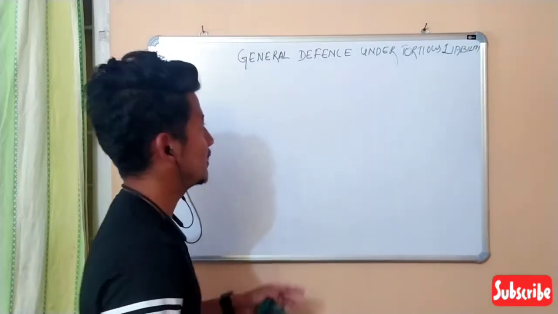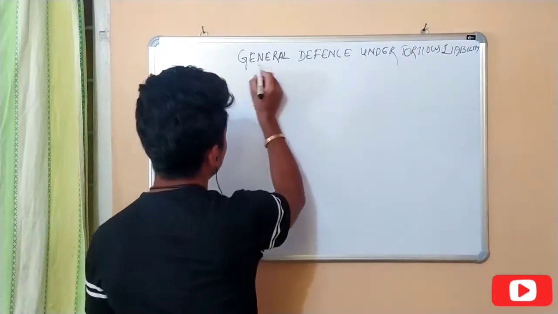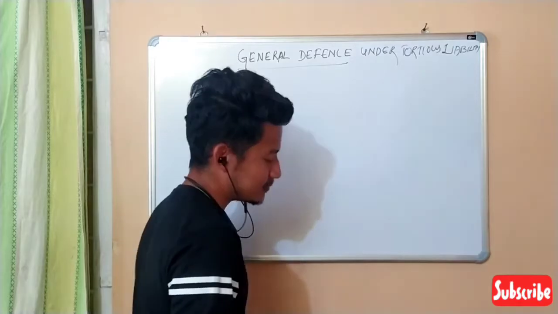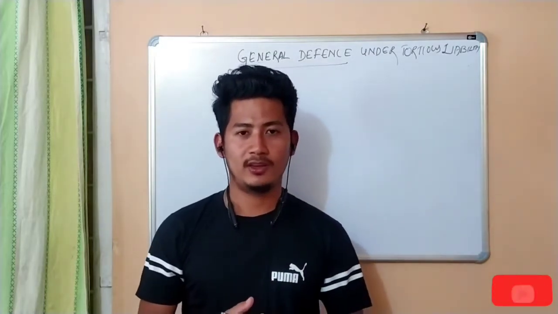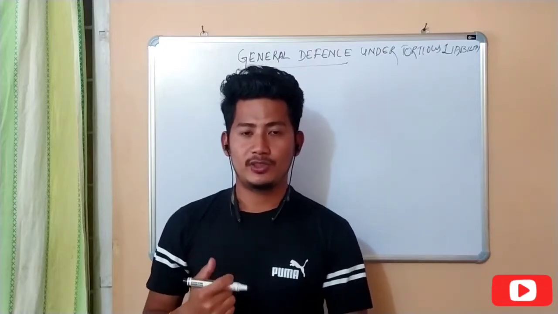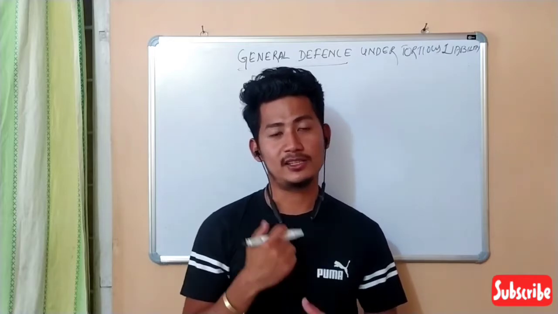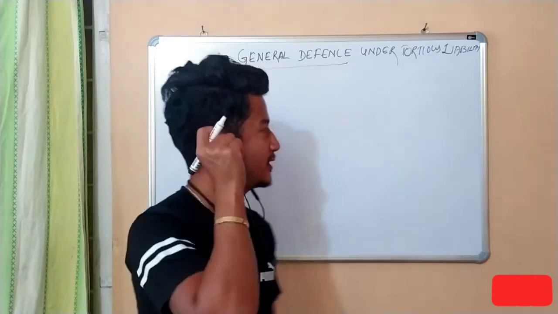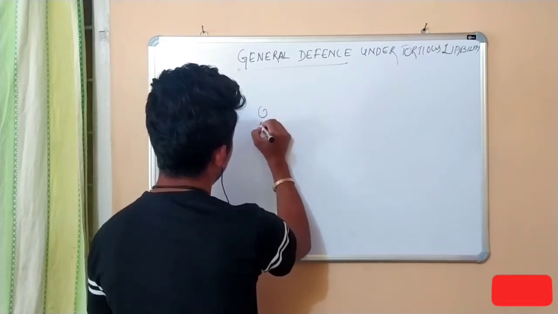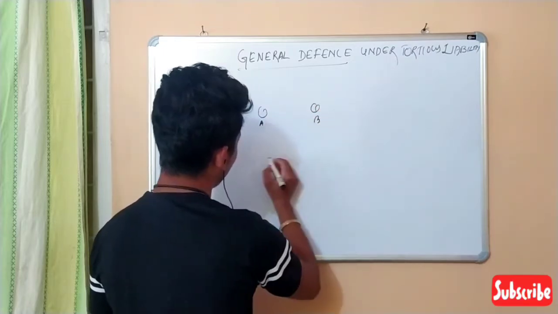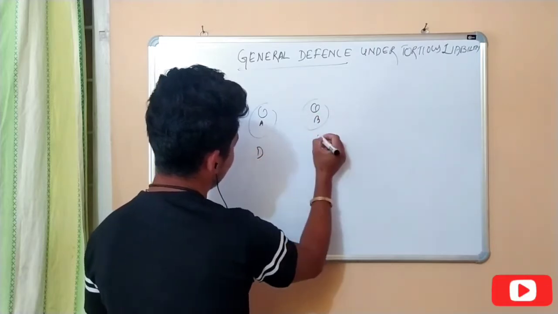So general defense under tortious liability. Let's understand what general defense means. It means if you commit a tort, in what situations can you evade or escape from the liability arising out of the tort? For example, suppose this is Mr. A and this is Mr. B, and A has committed a tort against B. So he is the defendant and this is the plaintiff.